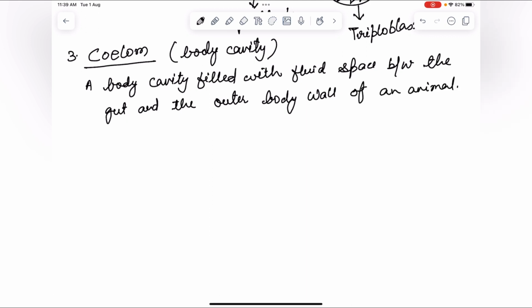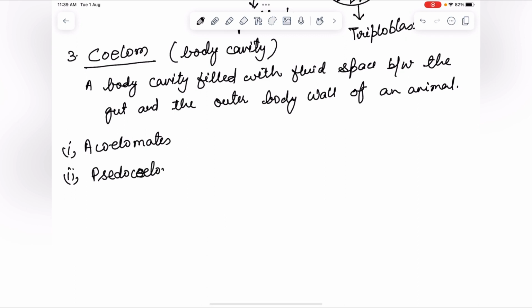So in this there are the animals. Some animals are acoelomates, some are pseudocoelomates, and some are true coelomates.